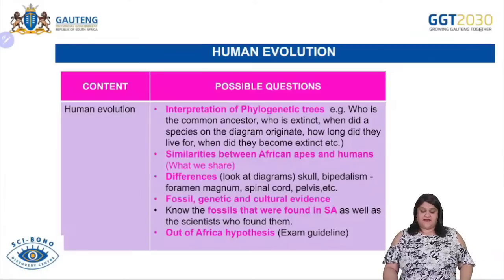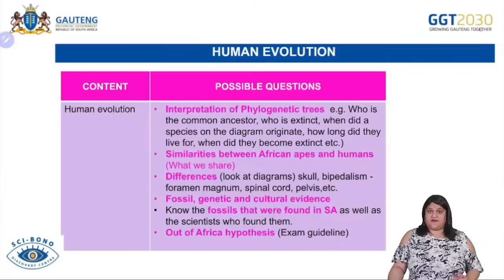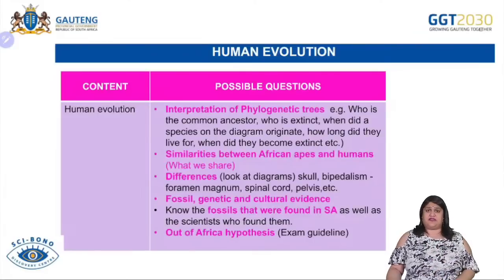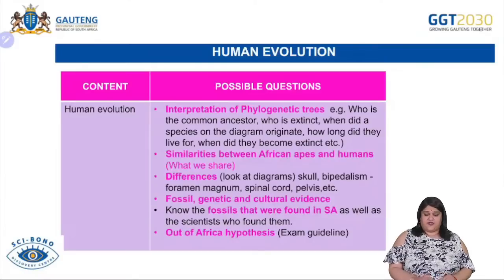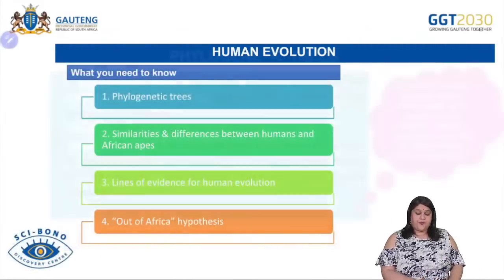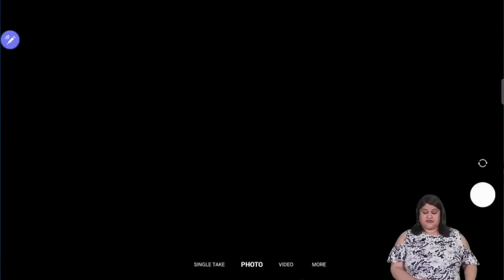Then you need to know the similarities between African apes and humans, so what we share with them, and the differences using the diagrams of the skull, the foramen magnum, spinal cord, and the pelvis. Then we need to know the fossil, genetic, and cultural evidence that support this, and know the fossils that were found in South Africa. There are many, I know. At least know the ones that are found in South Africa, who found them, and where they were found. And then lastly, the out of Africa hypothesis. Important here is the exam guidelines. Straight from the exam guideline, that's what you need to know. Right, let's quickly look at the phylogenetic tree.